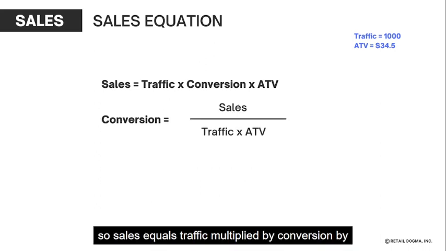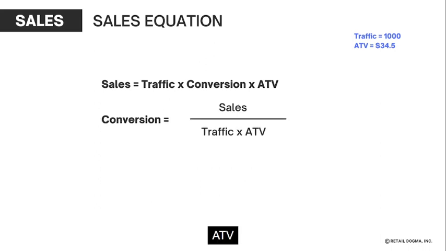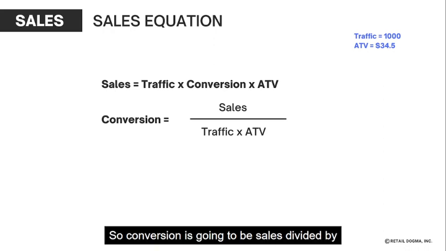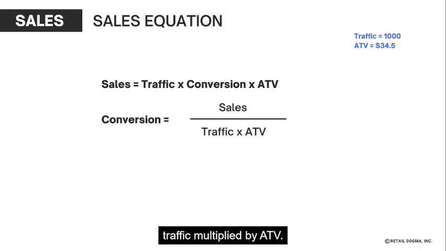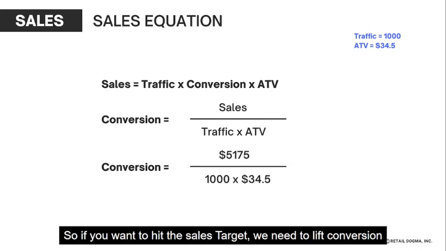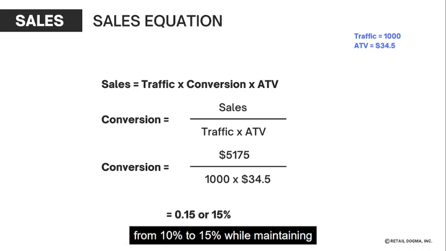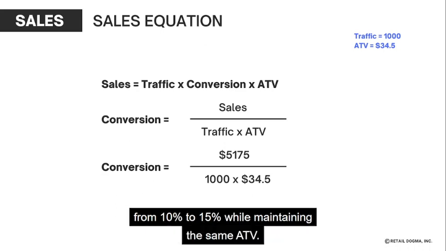So sales equals traffic multiplied by conversion by ATV. So conversion is going to be sales divided by traffic multiplied by ATV. So if we want to hit the sales target, we need to lift conversion from 10% to 15% while maintaining the same ATV.